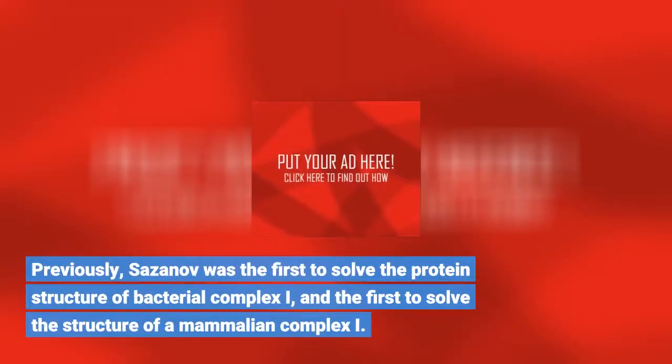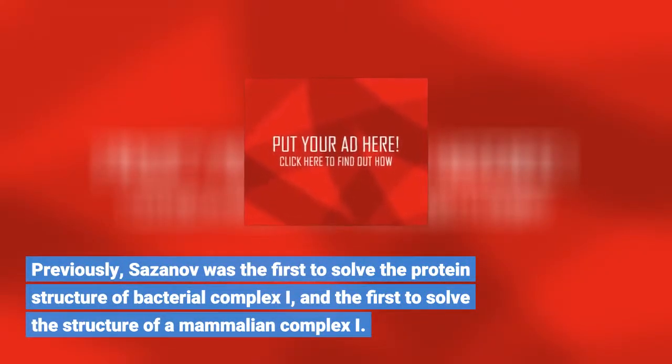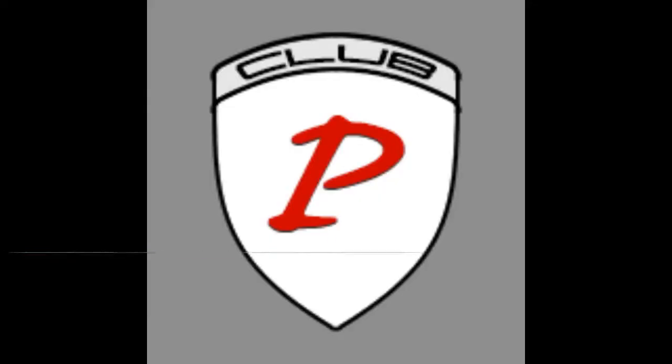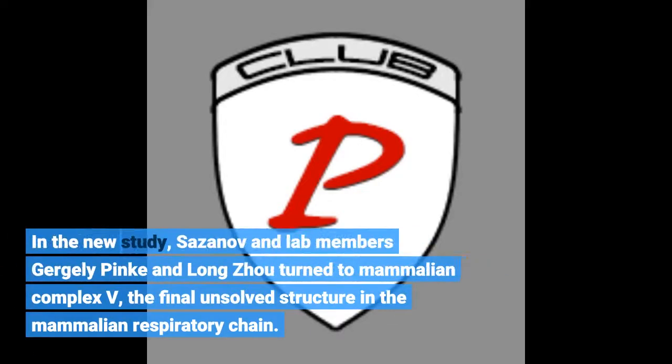Previously, Sazanov was the first to solve the protein structure of bacterial complex I, and the first to solve the structure of a mammalian complex I. In the new study, Sazanov and lab members Gergely, Pinke and Zhou turned to mammalian complex V, the final unsolved structure in the mammalian respiratory chain.